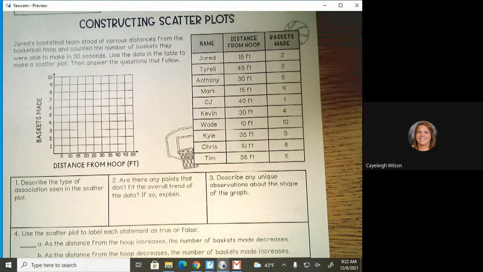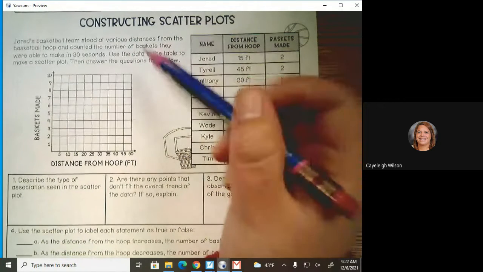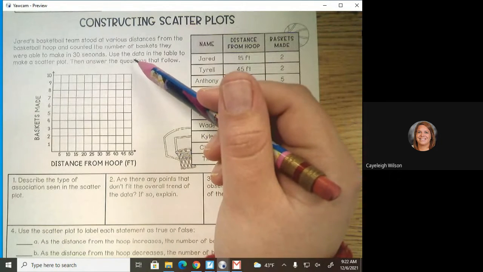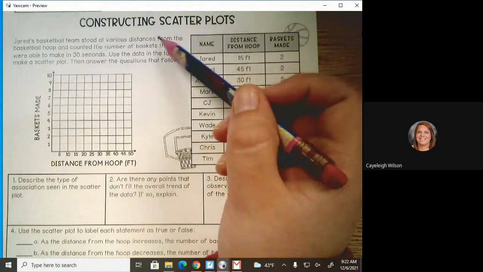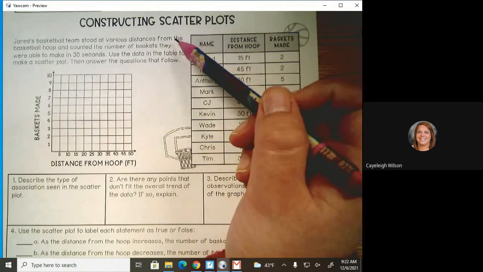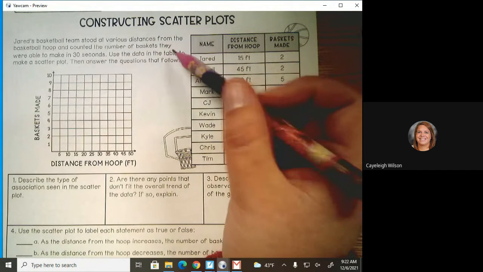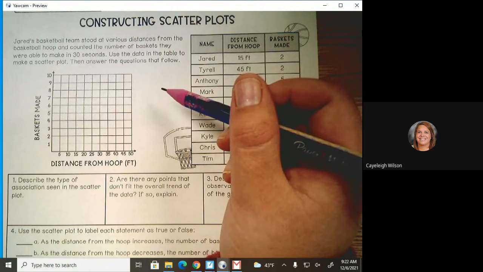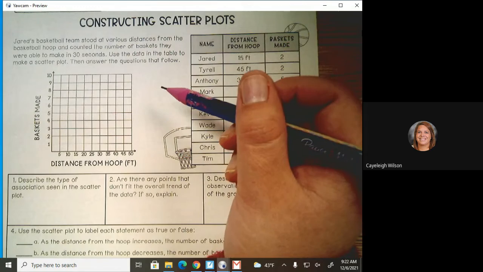Okay, so it says Jared's basketball team stood at various distances from the basketball hoop and counted the number of baskets they were able to make in 30 seconds. Use the data in the table below to make a scatter plot and then answer the questions that follow.